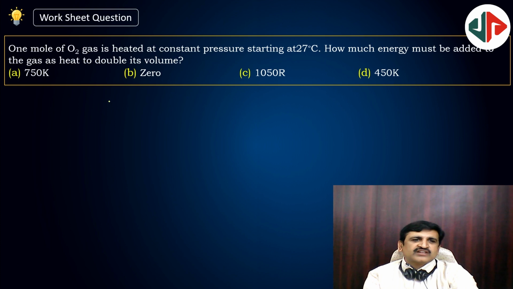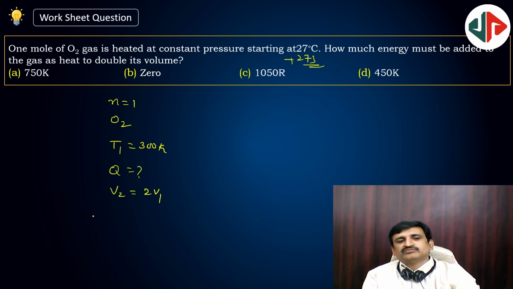1 mole of oxygen, n = 1, O2 gas, is heated at constant pressure starting from temperature T1 = 300 Kelvin. How much energy must be added to the gas to double its volume? Q needed to have V2 = 2V1.